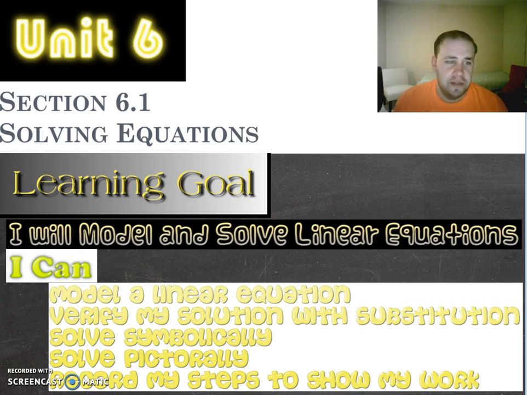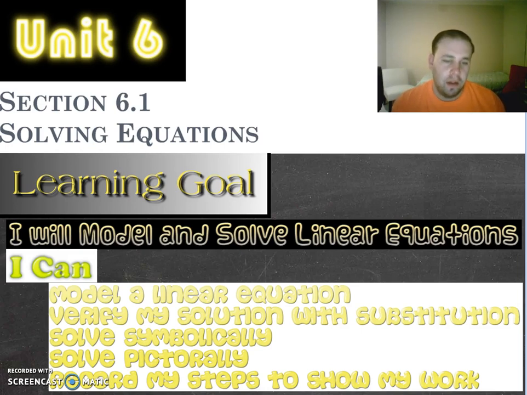Welcome to Unit 6. This is linear equations and inequalities. For 6.1, we're going to be talking about solving equations, specifically using inverse operations. So our learning goal to start is I will model and solve linear equations. And we have 5 success criteria that go along with this.